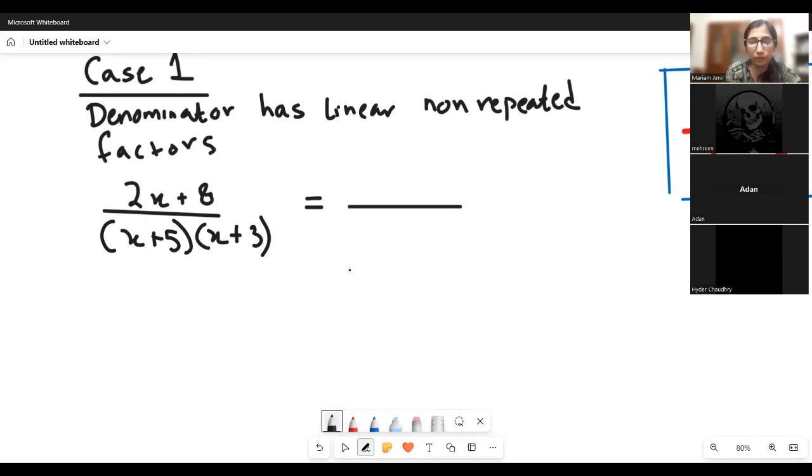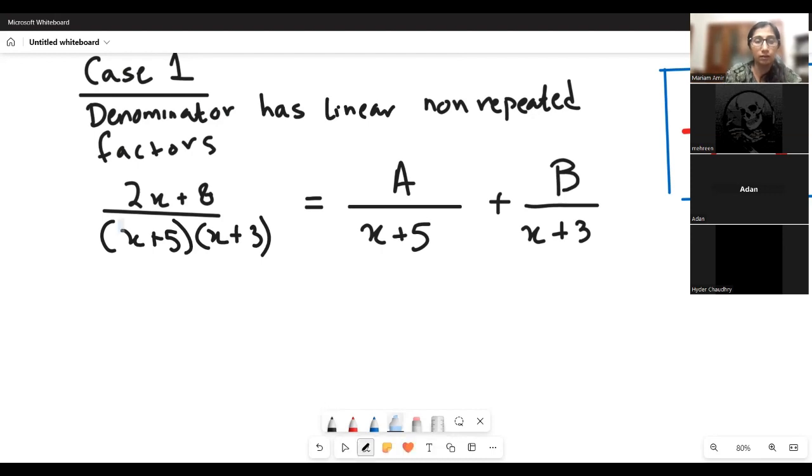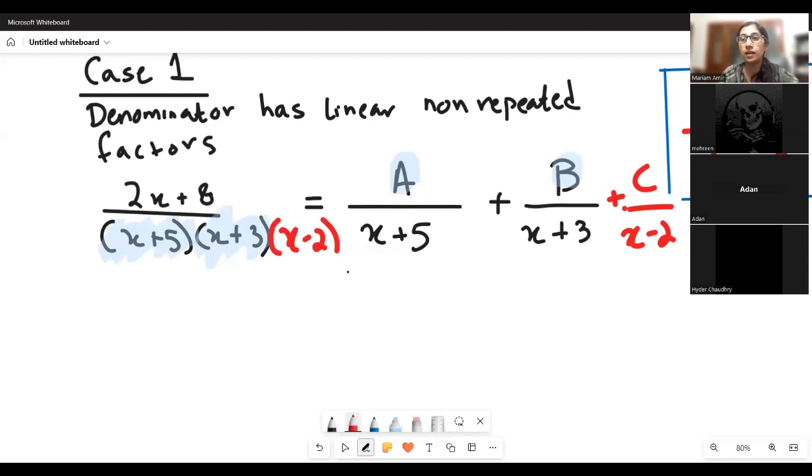There will be something in the numerator over x plus 5, and plus there'll be something in the numerator of the second fraction, over x plus 3. I'm calling this A, I'm calling this B. Whenever there are linear factors in the denominator, you write A here, B here. If there was a third linear factor, for example x minus 2, you would have added another fraction here, C upon x minus 2. So there's just a single letter at the top when it's case one, non-repeated linear factors in the denominator.